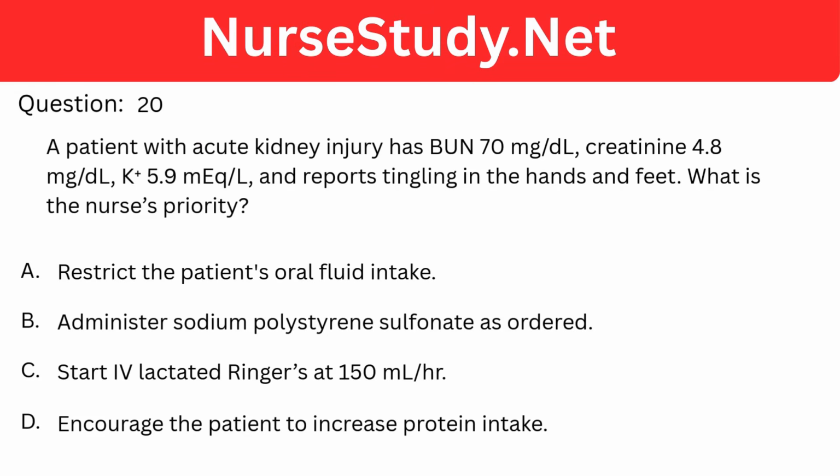Question 20. A patient with acute kidney injury has BUN 70 milligrams per deciliter, creatinine 4.8 milligrams per deciliter, potassium 5.9 milliequivalents per liter, and reports tingling in the hands and feet. What is the nurse's priority? A. Restrict the patient's oral fluid intake. B. Administer sodium polystyrene sulfonate as ordered. C. Start IV lactated Ringer's at 150 milliliters per hour. D. Encourage the patient to increase protein intake.